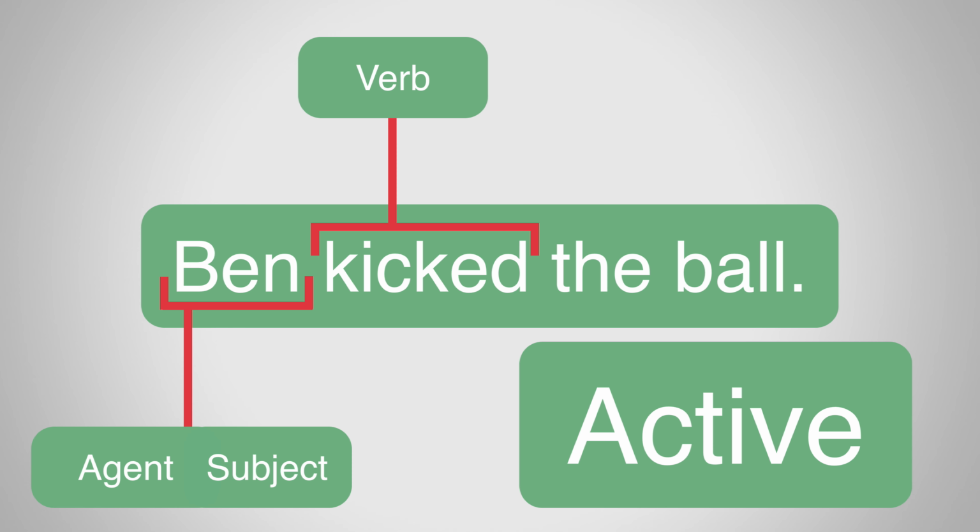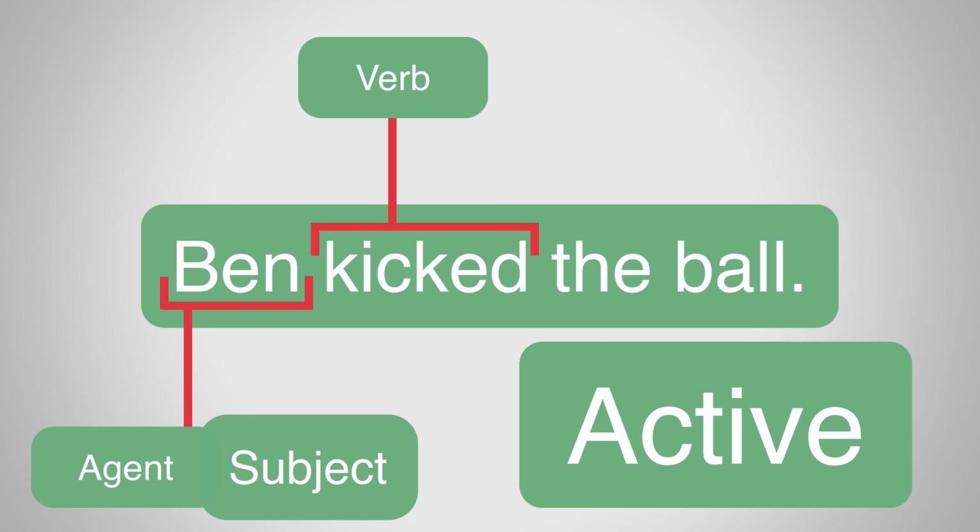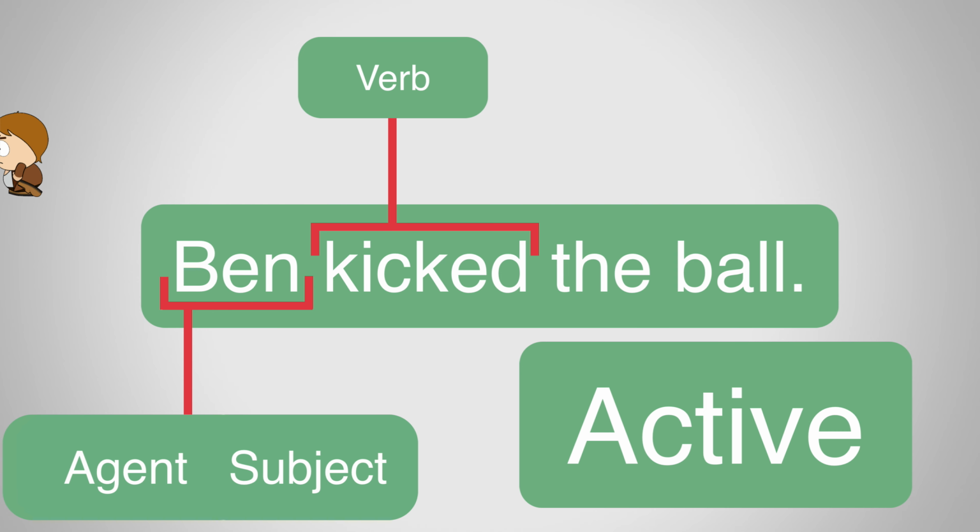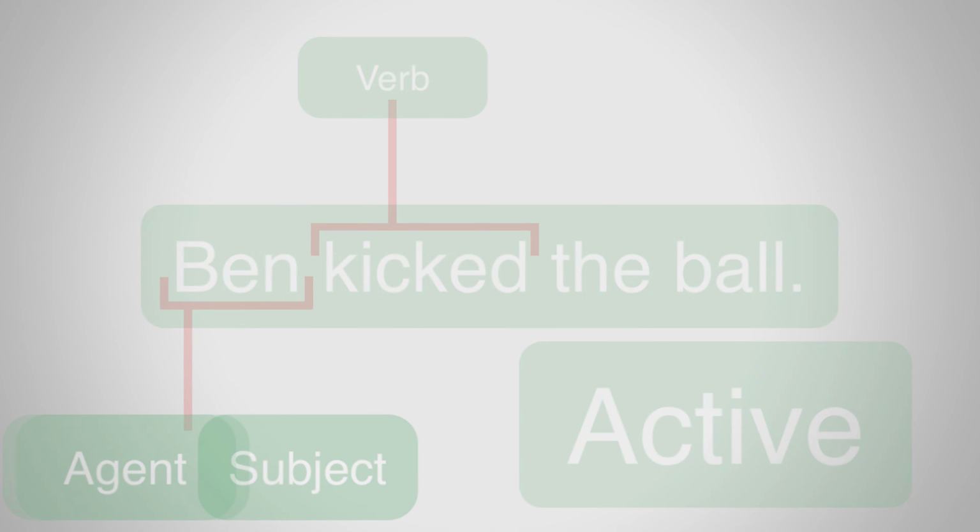Well, actually, it's quite simple. In an active sentence, the subject, that is, what the sentence is about, is also the agent, that is, the doer of the verb. So in this example, Ben is the subject and he's the agent. Since the subject is actively doing the verb, that's Ben, he's actively doing the kicking, we can say this is an active sentence.